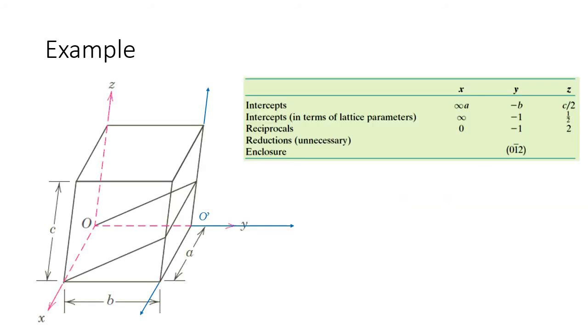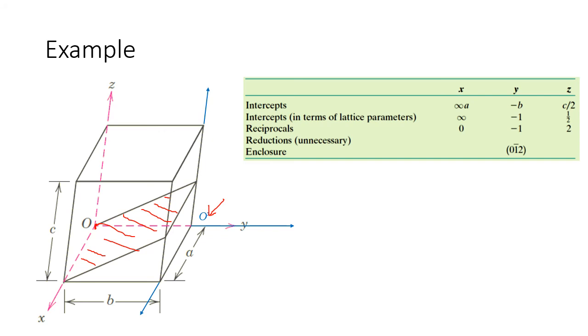So let us solve an example on planes. This was an illustrative example that I took while explaining the procedure for finding out the indices of a given plane. So this was the given plane in that example. And as that plane passed through the origin, our procedure says that you have to either shift the origin or you have to shift the plane. So we shifted the origin and this was the new origin here.